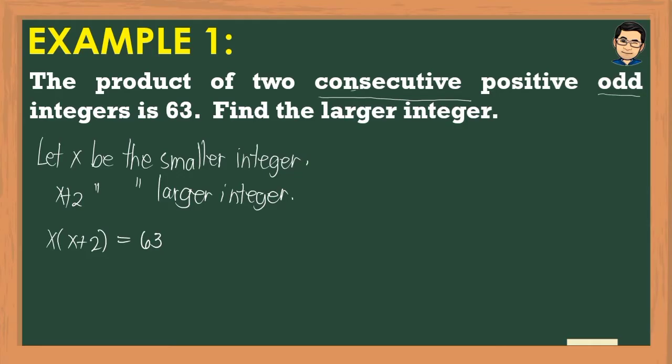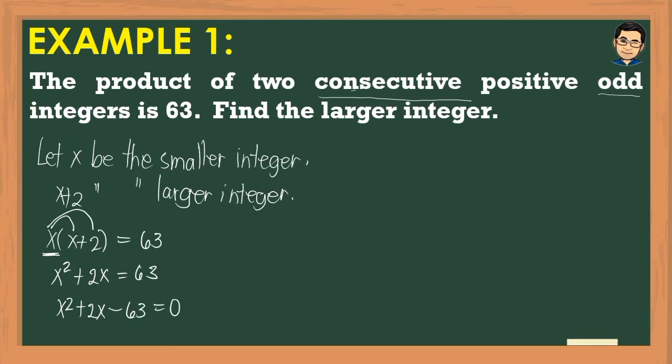And then we distribute x to x plus 2. So x times x, that is x squared, x times 2, that is 2x, equals 63. Then reminder, we have to write the equation in standard form. So 63, ililipat natin siya sa left side, magiging negative 63 siya. So x squared plus 2x minus 63 equals 0.